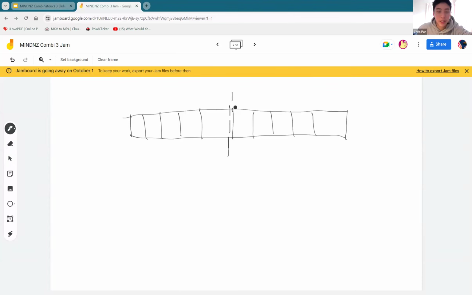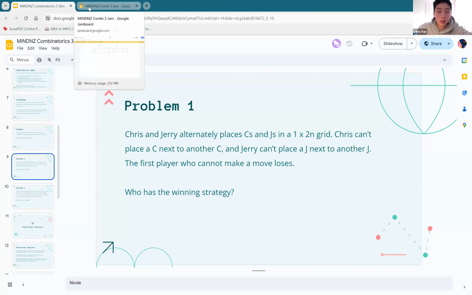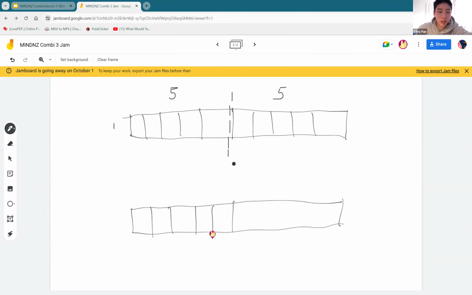So let's try to split it down the middle. This is why it's important we have a 1 by 10 grid, right? We can split into a 1 by 5 and then another 1 by 5. So the basic idea, I guess, is that I start, right?